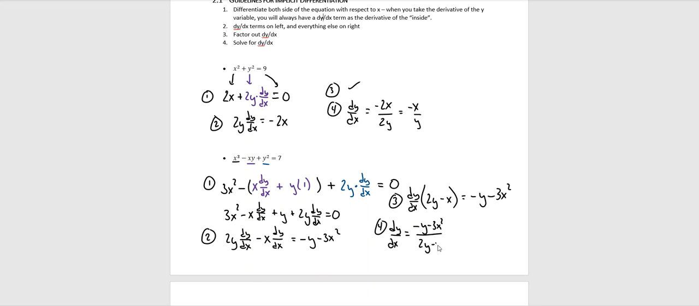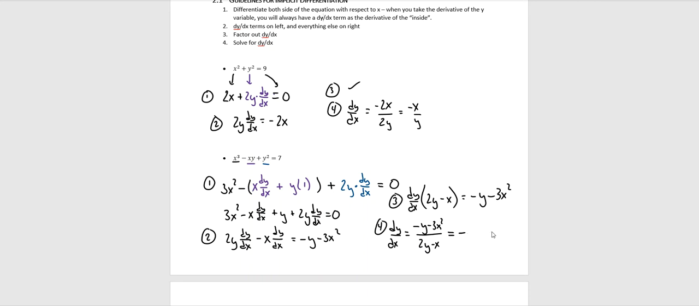I rearranged a little bit. I don't like to have negatives to start an equation. I lose them so frequently. Get all the dy dx's on the left, everything else on the right. Step 3, factor the dy dx out. And I'll have 2y minus x equals y minus 3x squared. And then step 4, finally solve for dy dx. And that's a negative y minus 3x squared all over 2y minus x.